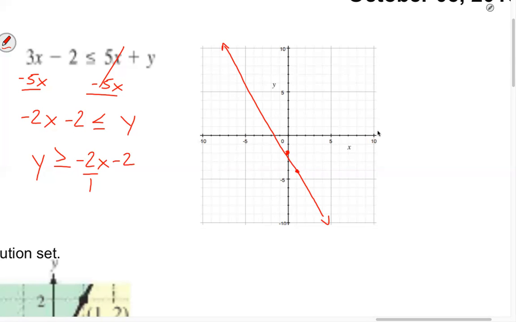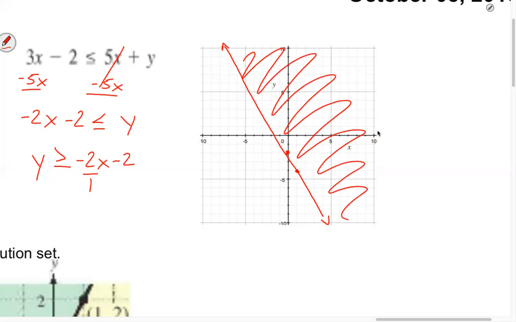I already finished the problem. You shade above too. Okay, and I'm shading above because I'm eating the y. How do I know which way is above? Well, there's negative 2, right? Numbers that are greater than negative 2 are going to be up here. Phenomenal.